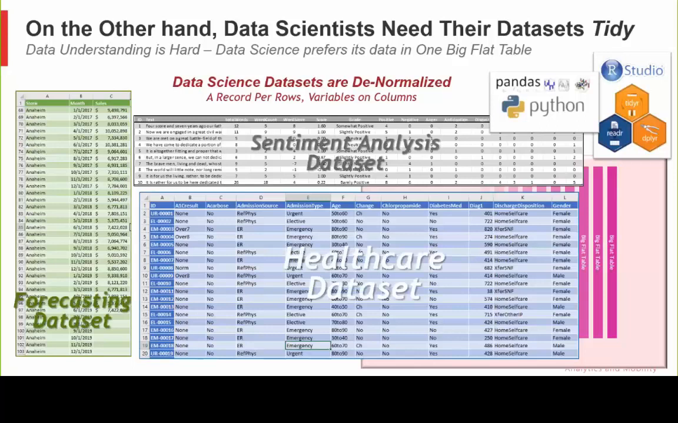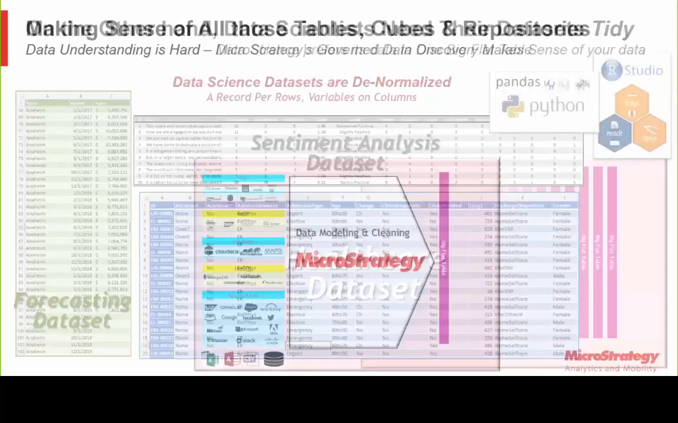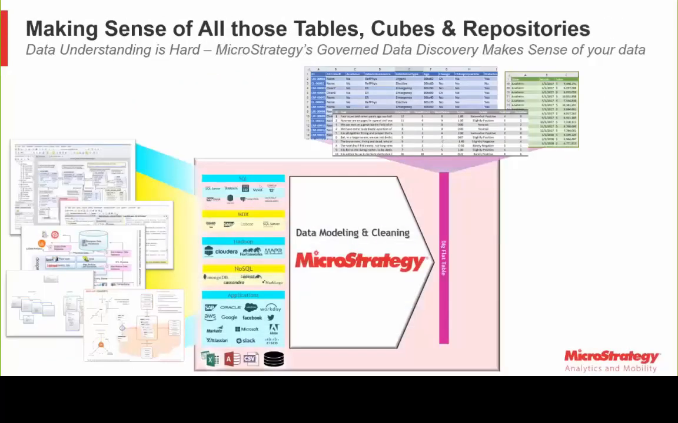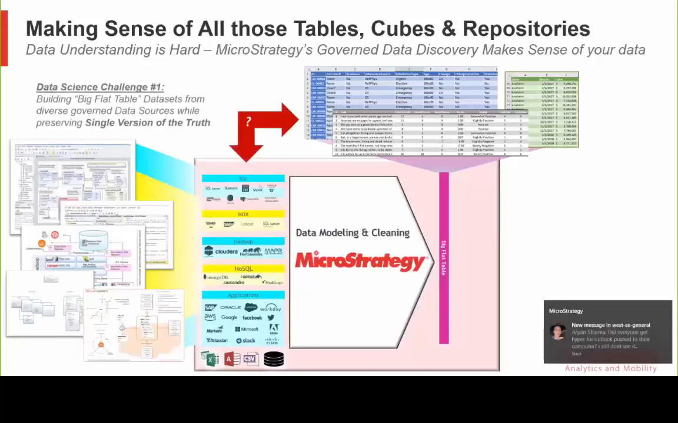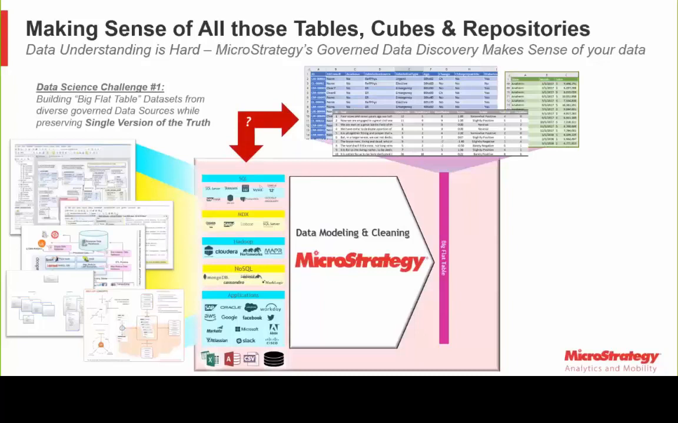We want to see how we can take these data sets and deliver them from the sources that we have. That's really what I will call data science challenge number one: building that big flat table data sets from diverse governed sources that analytical models require while ensuring that all users experience a single version of the truth. To do this, let's explore how MicroStrategy's approach to governed data discovery helps you make sense of all this data.